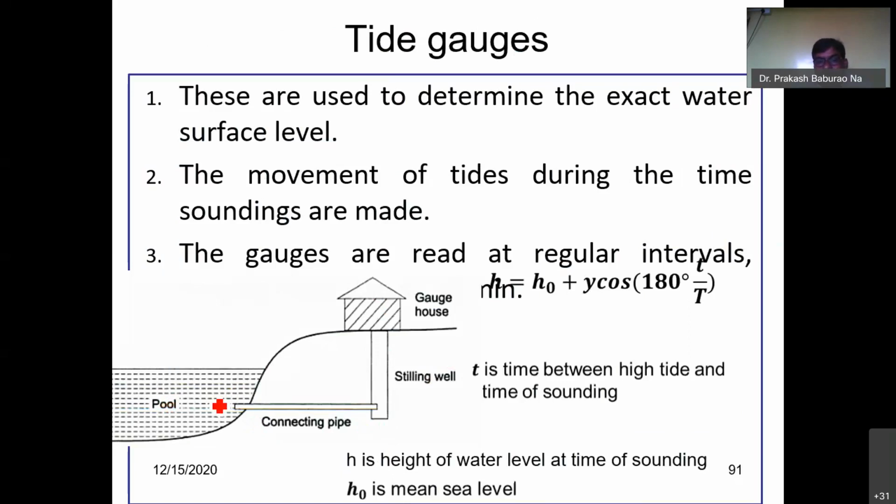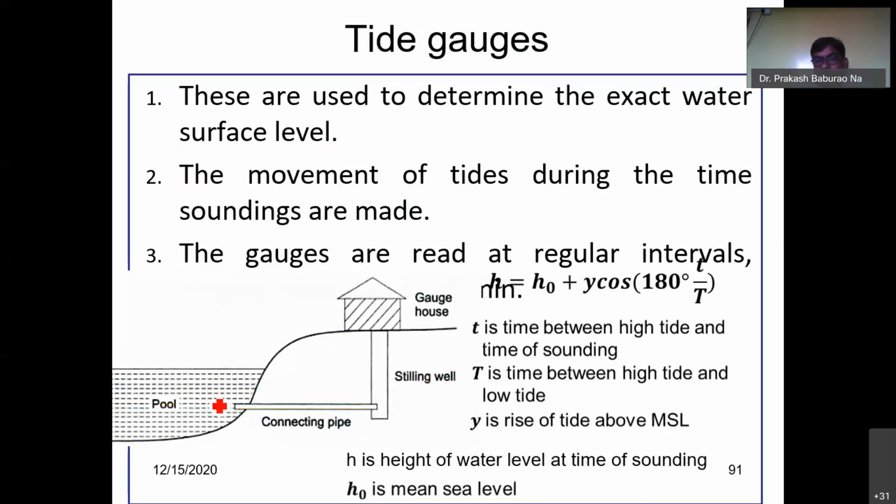This is the formula: H is equal to H0 plus y cos (180 degrees times t over T). Here t is the time between the high tide and the time of the sounding. Capital T is the time between the high tide and the low tide. y is the rise of the tide above the mean sea level, and H0 is the actual mean sea level.